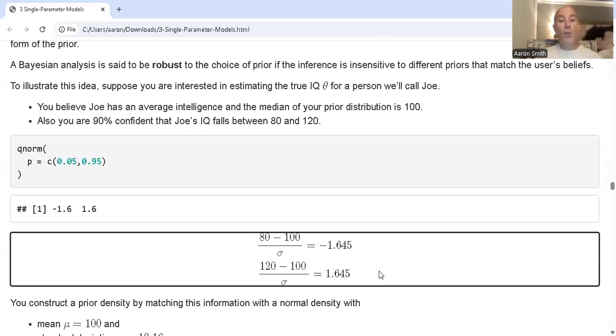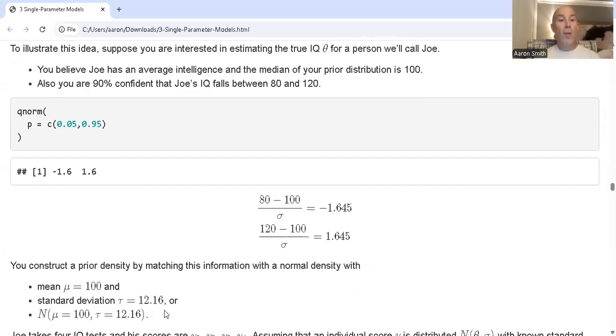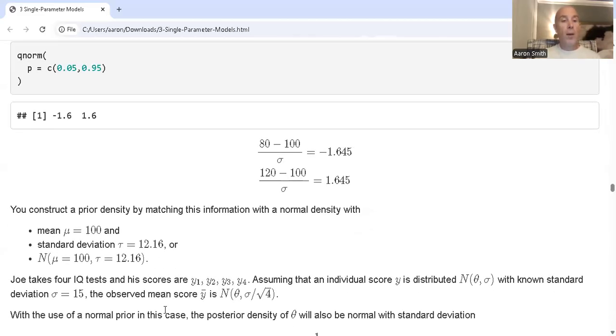So I could construct a prior density by matching this formula with a normal density. Then I'll have a mean of mu equal to 100 and a standard deviation of 12.16. So now I have a candidate distribution for my prior: normal with 100 as the mean and 16 as the precision. Now let's say that Joe takes 4 IQ tests, because Joe loves IQ tests.